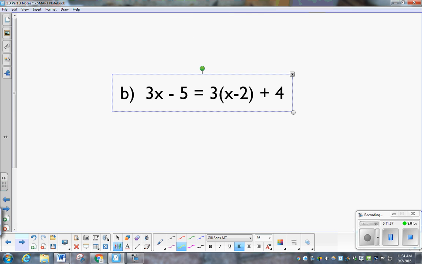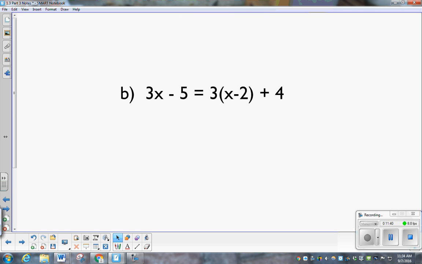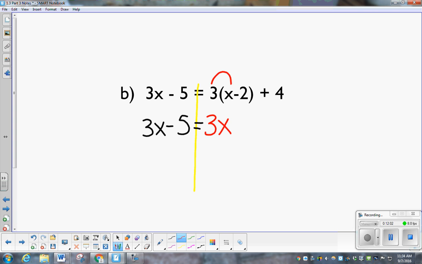All right, here's the second one I want to try. 3x minus 5 equals 3 times the quantity x minus 2, and then we're going to add 4. Let's simplify what we can here. This left side we can't do much with right now, but on the right side, 3 times x is 3x, and 3 times negative 2 is negative 6. This plus 4 is not being distributed. It's not in the parentheses. It's just hanging out on the outside, being added, a separate term.